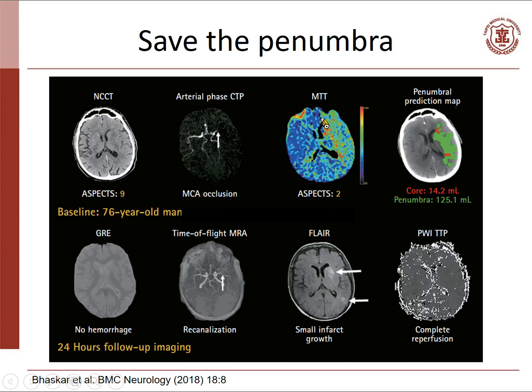Those cells have a reduced blood flow between 30 to 50 milliliters per 100 grams per minute. Those areas we can save, not the core. So after the thrombolysis, we still see some infarct core on the subsequent MRI image, but the function will get better.